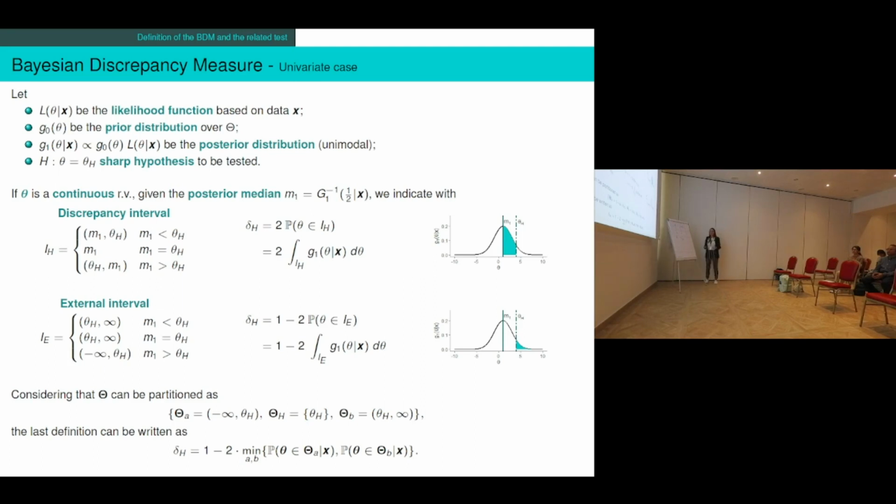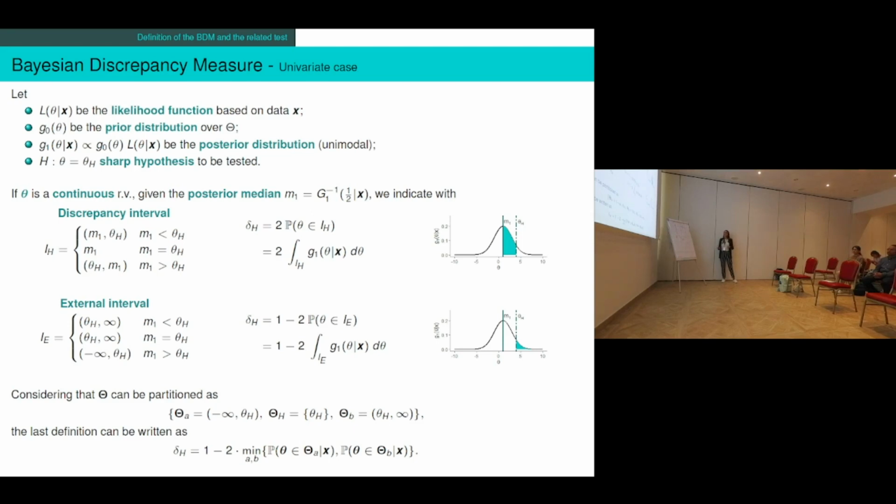We have to underline that this definition doesn't involve the computation of the posterior median, and this is good since if we want to generalize the BDM to the multivariate case, we cannot do that in an easy way by considering this definition, since in the multivariate case there is no unique definition of the posterior median, while here we avoid that computation, so we need to compute just tail areas.